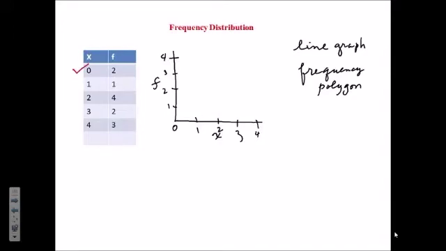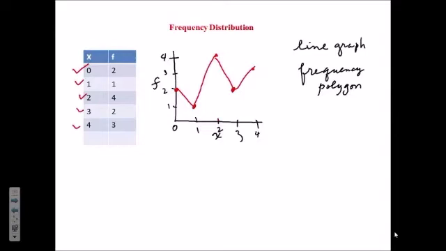0, 2. 0, then up 2. 1, 1. 1 in the X direction, and then up 1. 2, 4. 2 in the X direction, up 4. 3, 2. 3 in the X direction, up 2. 4, 3. 4 in the X direction, up 3. So we can connect those lines, and now we have a frequency polygon.